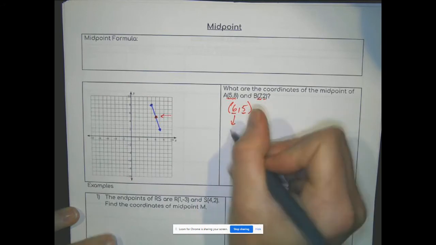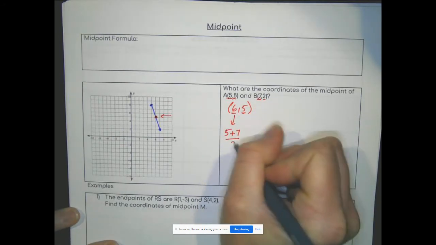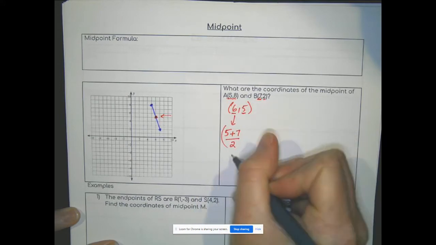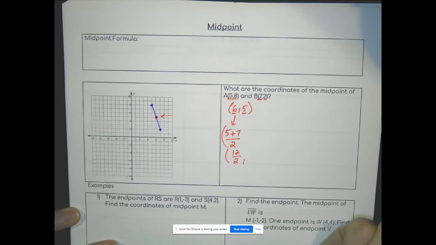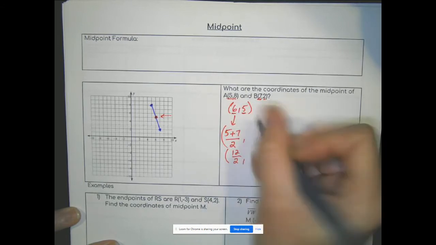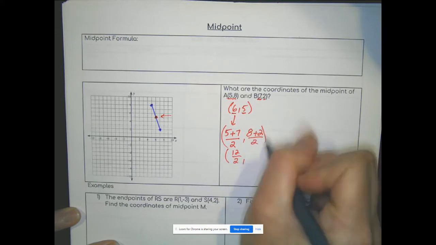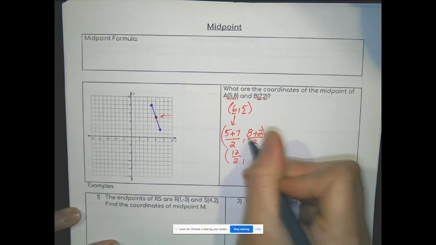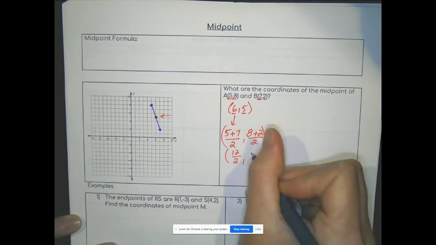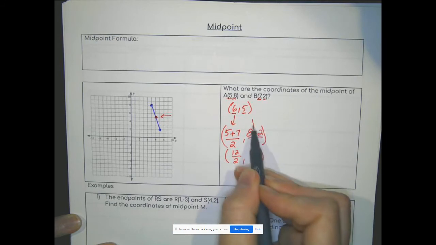So sure enough, where did the 6 come from? Well, if I add my x's, 5 plus 7, and divide by 2, I'm going to get 12 divided by 2, which is your 6. And then for my 5 here, well, how did the 5 come about? Well, that's going to be 8 plus 2 divided by 2, because you want to find the average. That is how you find the middle of something, which is 10 divided by 2, which is our 5 up here.